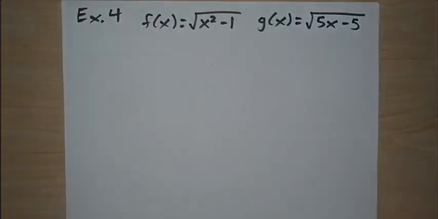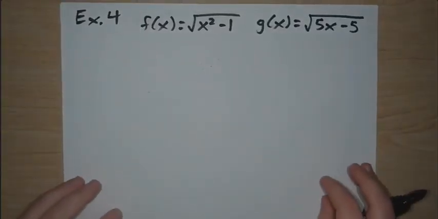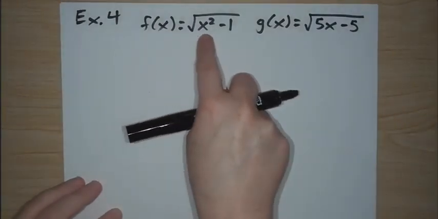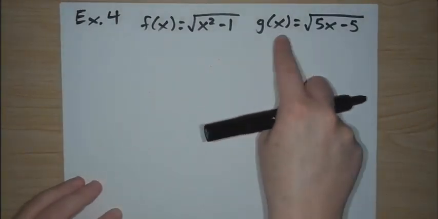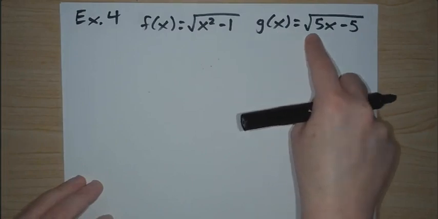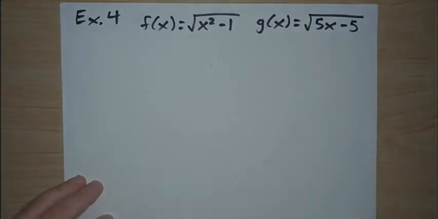Example 4 from the Solving Radical Equations lab. We want to find the intersection points of the functions f of x equals the square root of x squared minus 1 and the function g of x equals the square root of 5x minus 5.